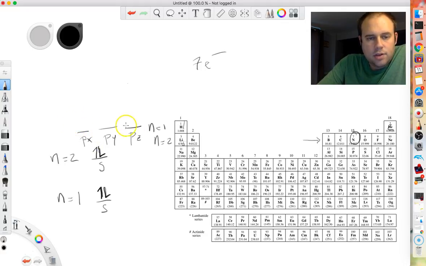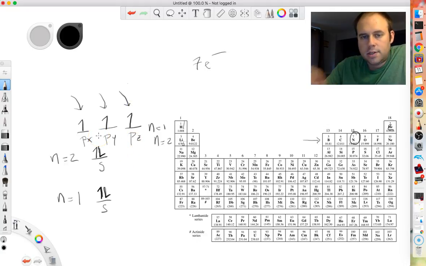Now when I get here, these are all equal in energy. Px, Py, and Pz are equal in energy. And so I'm going to put 1 electron in each before I would start pairing them together. So one of the things we could look at here is what are the quantum numbers for each of these electrons, for this one, and for this one, right? All 3 of them. So let's take a look at that first one. Well, we are in what quantum level for this particular electron?